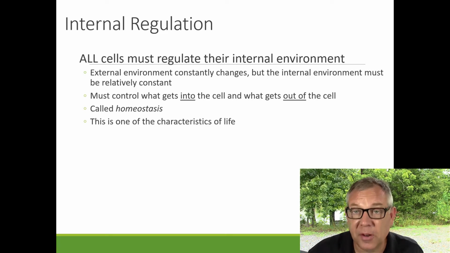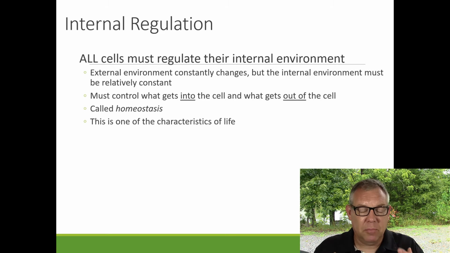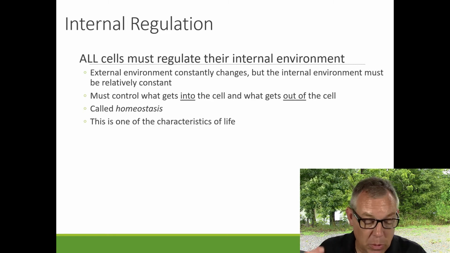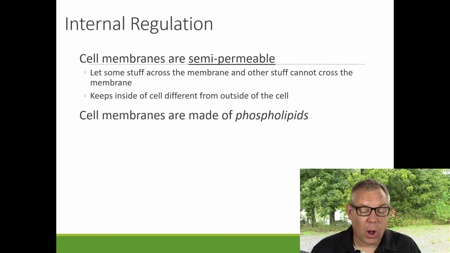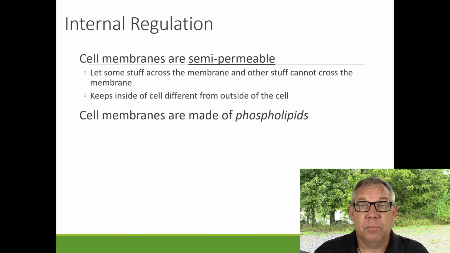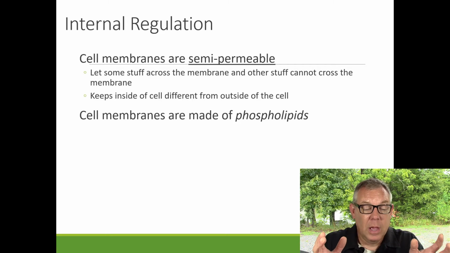One of those characteristics of living things is that they can control what gets into their cells and out of their cells. And they try to maintain this constant internal environment. And so that's the topic that we want to talk about the rest of this lecture. We're talking about crossing the cell membrane. We need to talk about the structure. What is this membrane made of?